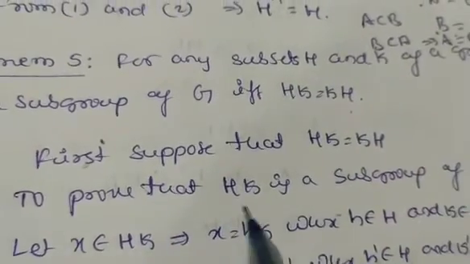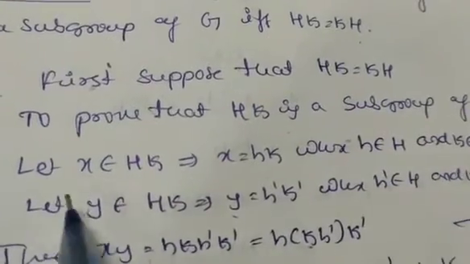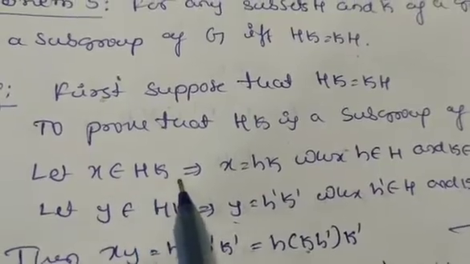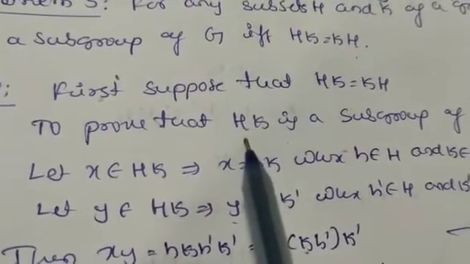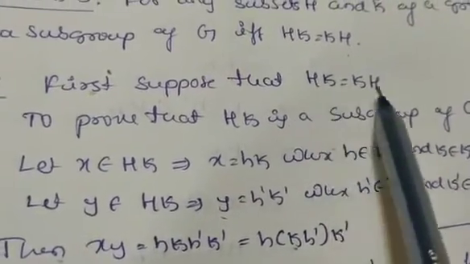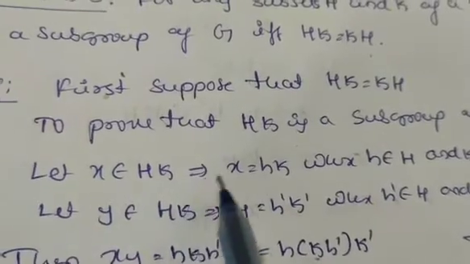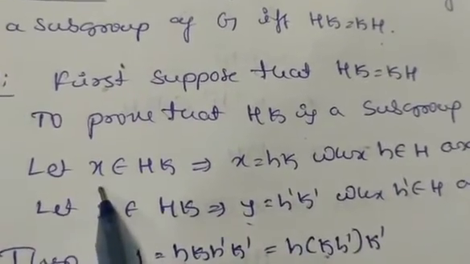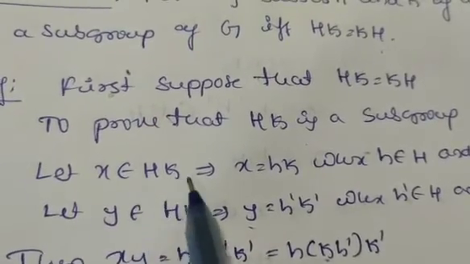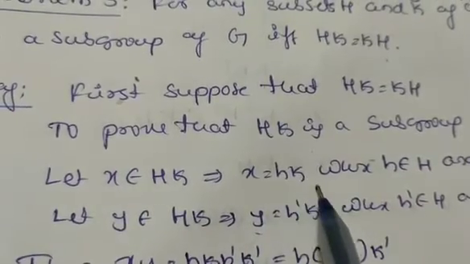So now we have to prove that HK is a subgroup of G. For this, let us take some element x belongs to HK. Now what we are proving here is that HK is a subgroup of G by taking this condition. So let us take some element x belongs to HK. Then x belongs to HK means x is the product of an element of H and an element of K. So it is equal to, let us take, small h and k.